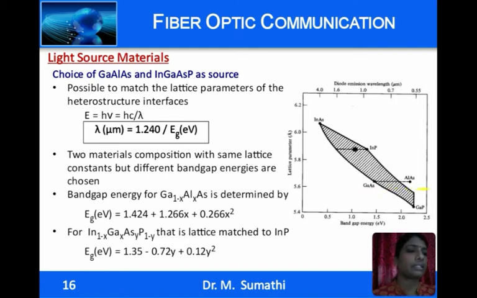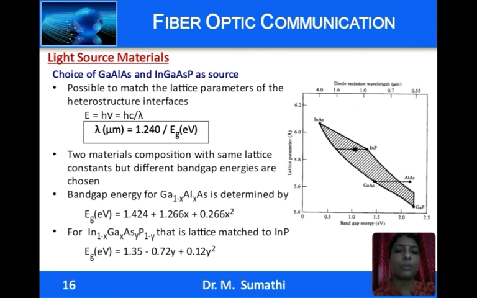and aluminum arsenide, which have the same lattice parameters but different band gap energies. It is Ga(1-x) Al(x) As, where x is the aluminum mole fraction which determines the band gap energy and the wavelength of emission of the source, and this band gap energy is given by this expression.